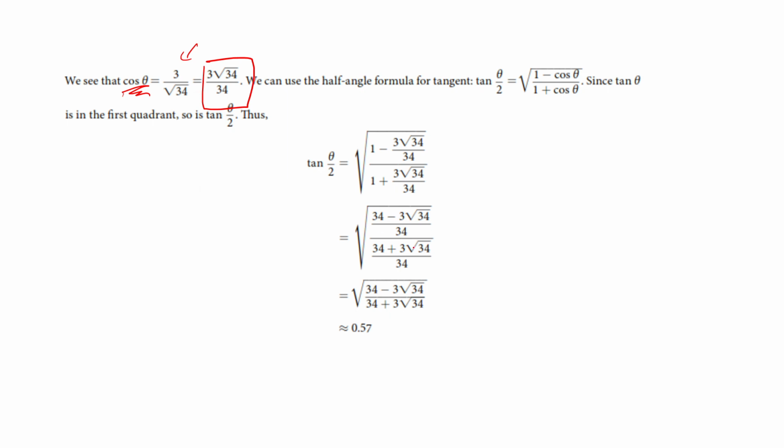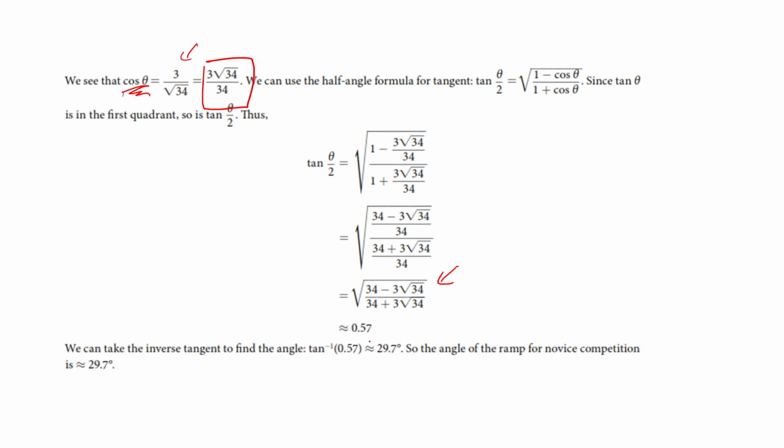Okay, we keep, change, flip, get all this down. We've got some very weird looking number inside of a square root. If I crunch this on my calculator, I get that the tangent of theta divided by 2 has a ratio of 0.57. Well, I wanted the angle that this amateur ramp would be. So I wanted to know the angle that has this tangent ratio, because the angle that has that is my theta divided by 2. So all I need to do on my calculator is inverse tangent of 0.57, and the angle is 29.7 degrees.